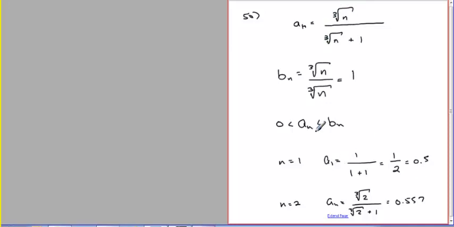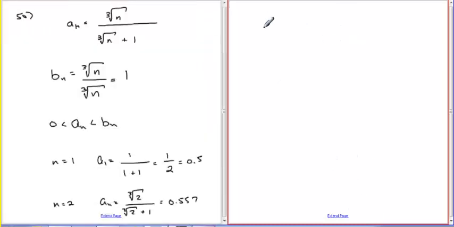So a sub n is always less than b sub n. And since b sub n converges to the number 1, then a sub n converges. As a consequence, if you take the limit of a sub n as n goes to infinity, it's going to be equal to 1, because these two terms will become very large.